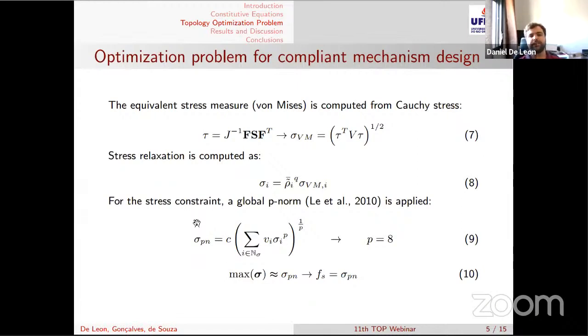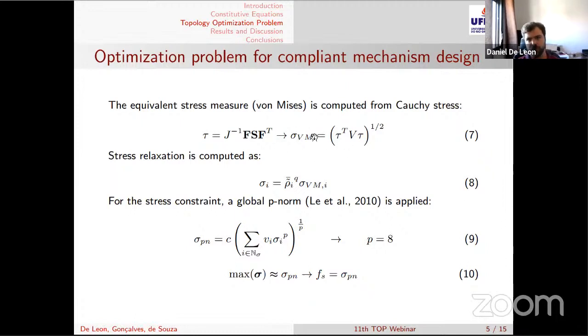Okay, here, stress. As I showed you in the previous slide, we obtain the second Piola-Kirchhoff stress when we derive that potential, equation 1, with respect to the deformation tensor. But the second Piola-Kirchhoff doesn't have physical meaning, so we need this transformation to obtain the Cauchy stress. Cauchy stress has physical meaning, so we use Cauchy stress to obtain the von Mises stress, the equivalent stress measure that we are using in this investigation.